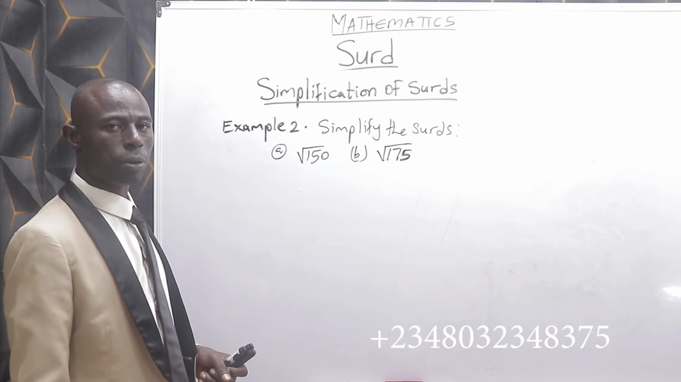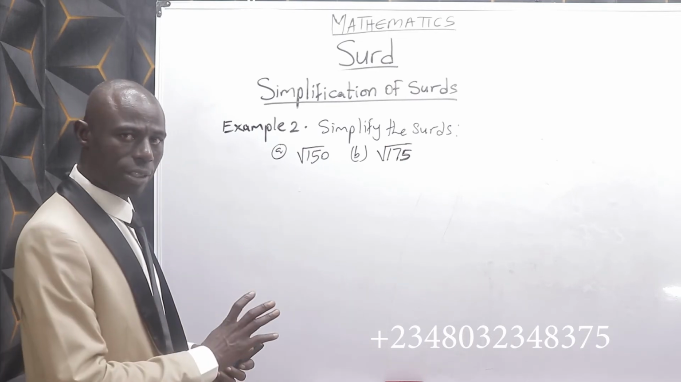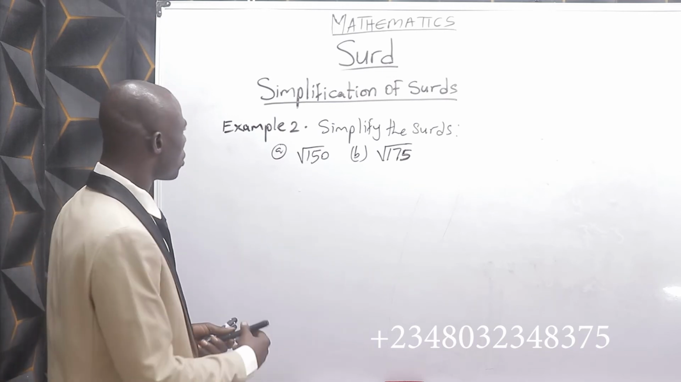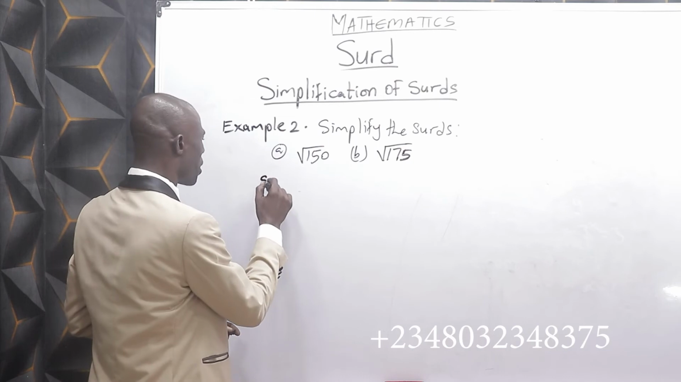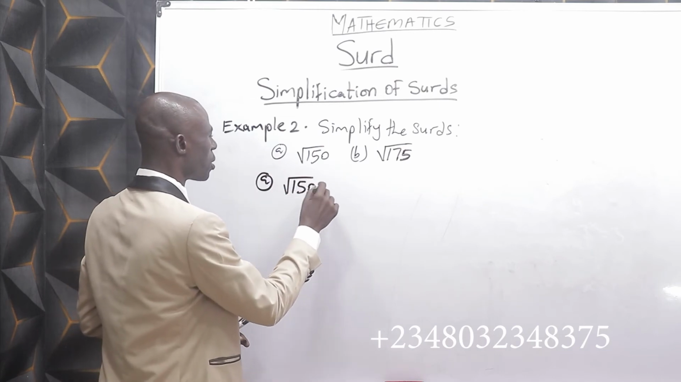Let's see another example. Example 2. Simplify the surd. It's of the same format. There's no difference. But more examples will enhance your understanding. Question A. Square root of 150.